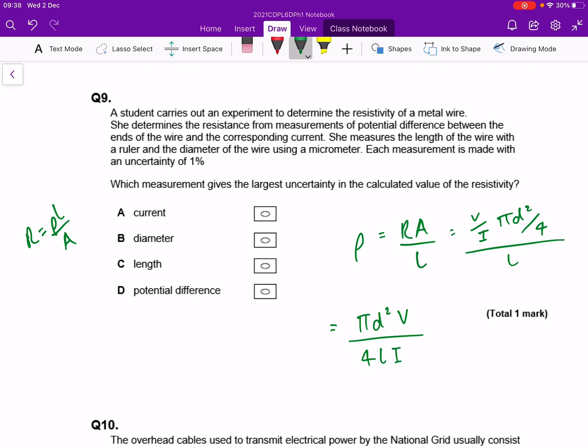I'm just going to check, have I got everything? 1, 2, 3, 4, 5, 6. Yeah, counting everything to make sure I've got 6 terms. And we can see that D is in the equation twice. So the voltage is 1% uncertainty, the current is 1% uncertainty, the length is 1% uncertainty. D is 1% uncertainty, but therefore D squared is a total of 2% uncertainty. And so it's the diameter which has the biggest effect on the uncertainty.